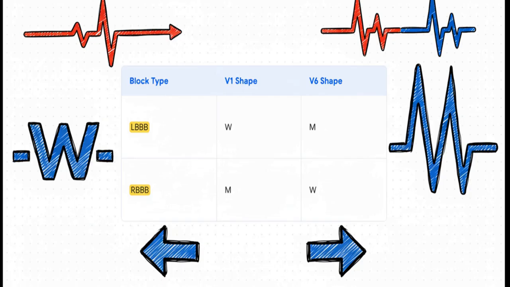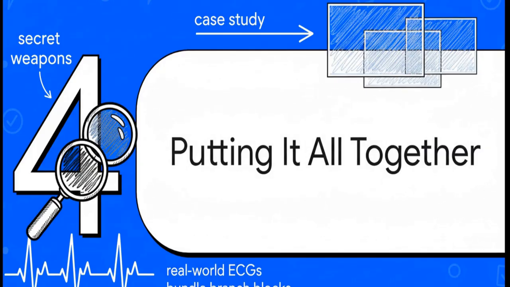It's your visual cheat sheet. William is for LBBB, Morrow is for RBBB. It is the perfect way to double-check what your turn signal just told you. All right, enough theory. Theory is great, but let's see how this works in the wild. It's time to put our two secret weapons to the test on some real-world ECGs. Let's start with our first case.